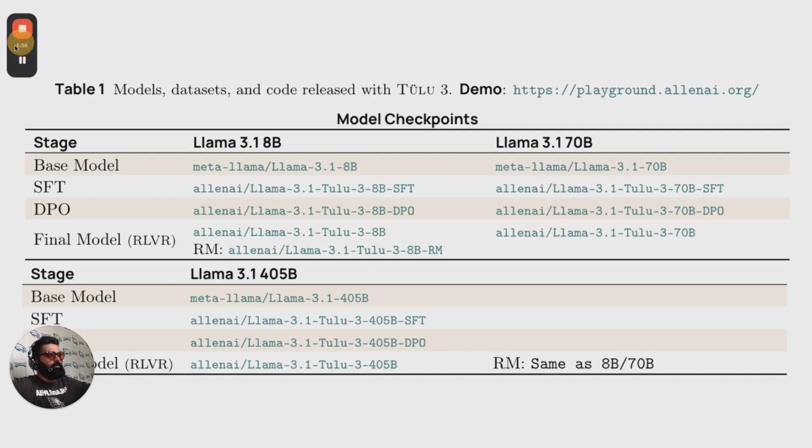This is a quick overview of the models involved and their different names. The base models are the Llama 3.1 family of 8 billion, 70 billion, and 405 billion. And then the different SFT and DPO models that are released are listed here. They also have a final model, which doesn't have a suffix. And then they have their reward model as well.